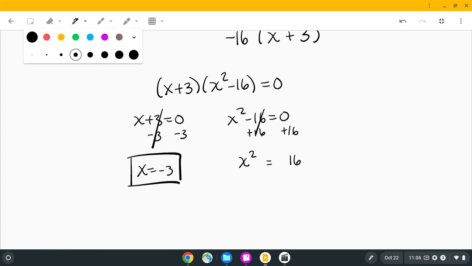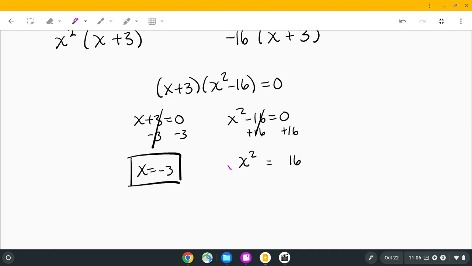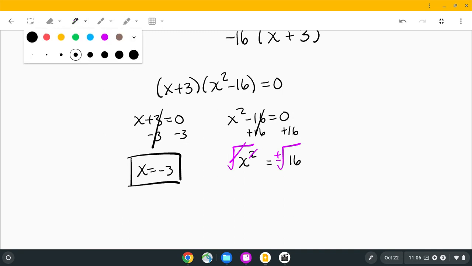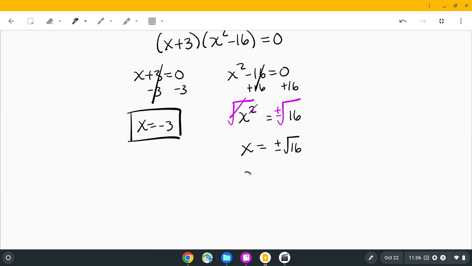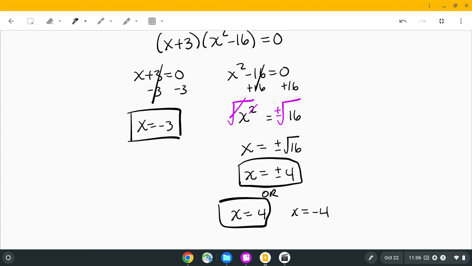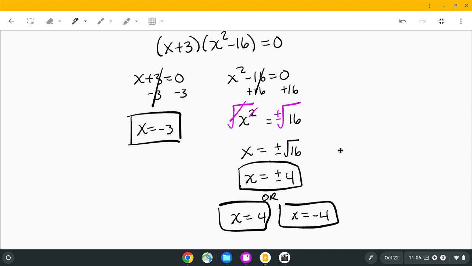I have to cancel out that exponent, that square. So I'm going to use the square root to cancel out the square. And then here, I have to do the positive and the negative result. Okay, so x equals plus minus the square root of 16. But the square root of 16 is 4. So we get x equals plus minus 4. You can write your answer like this, or if you want to separate it, you can say positive 4, negative 4. Okay, it's okay to write them together or separately. That's fine.